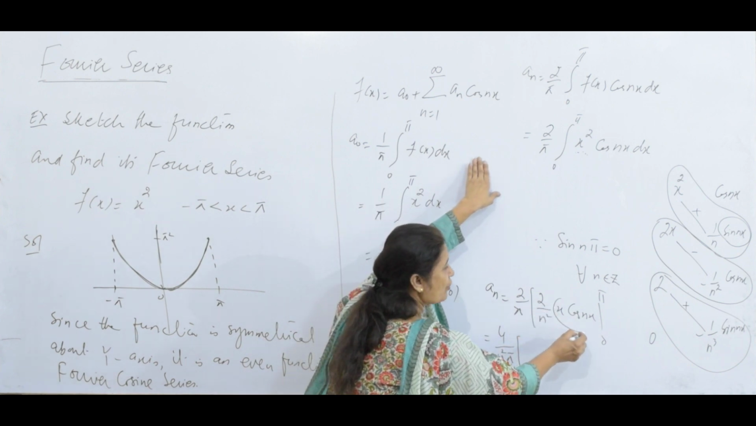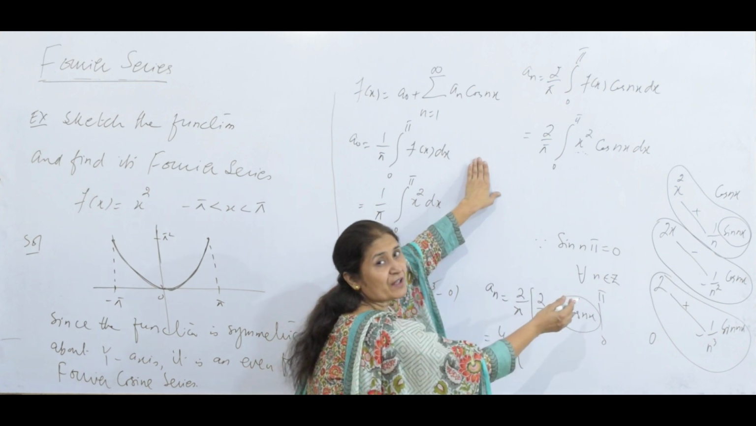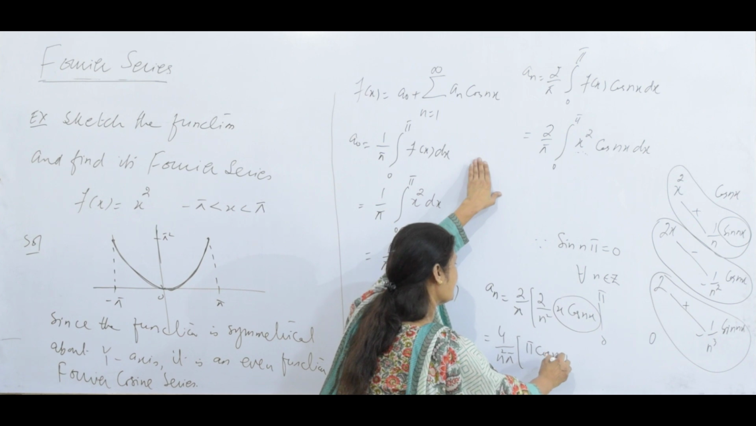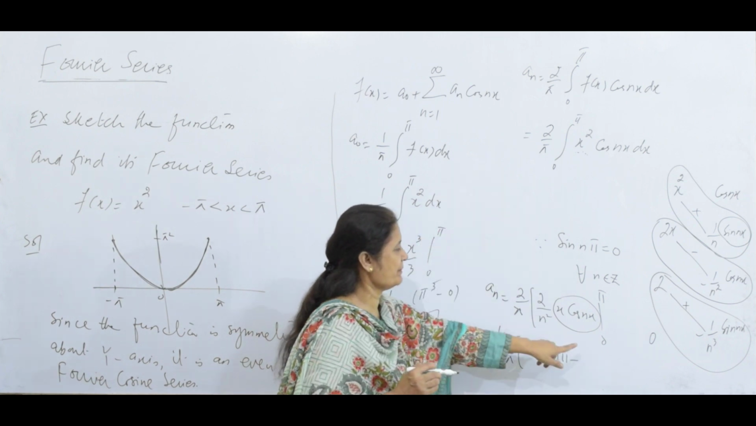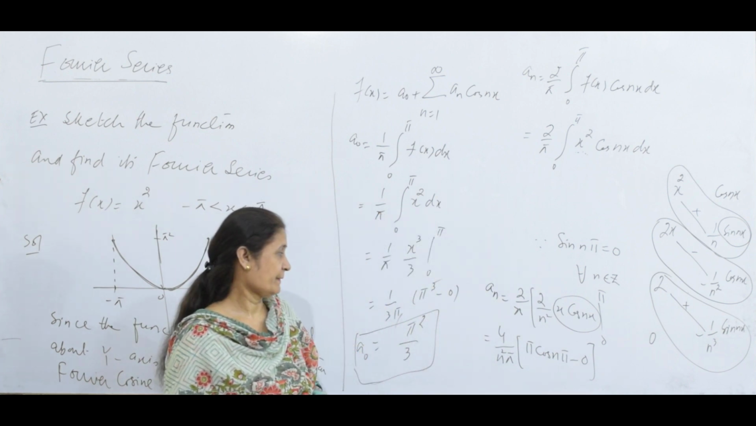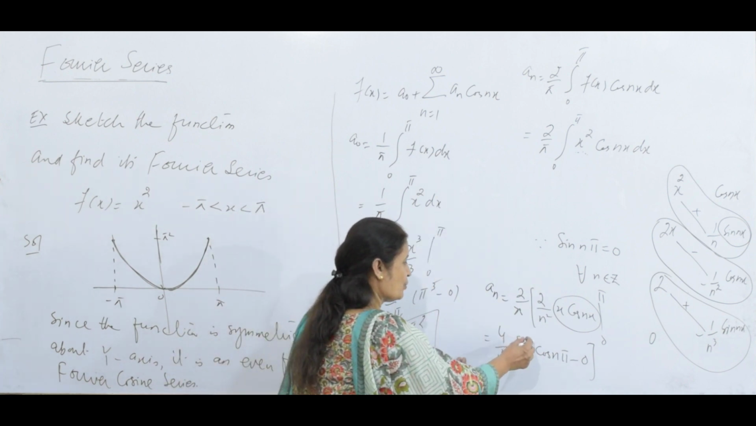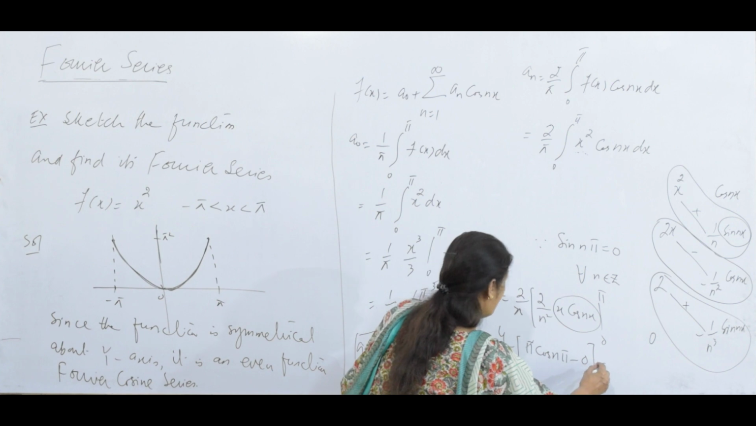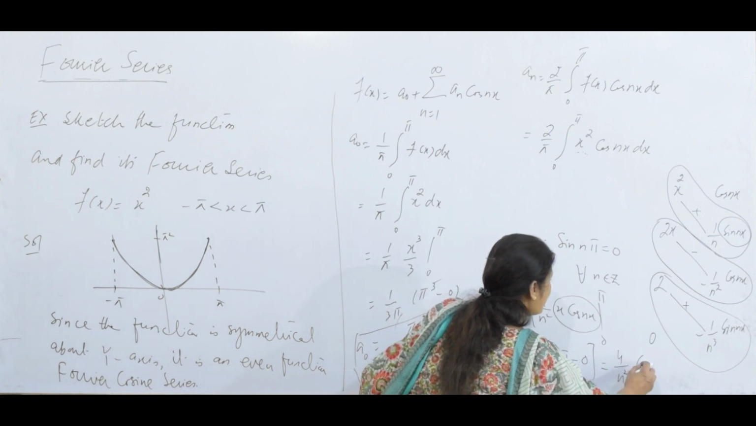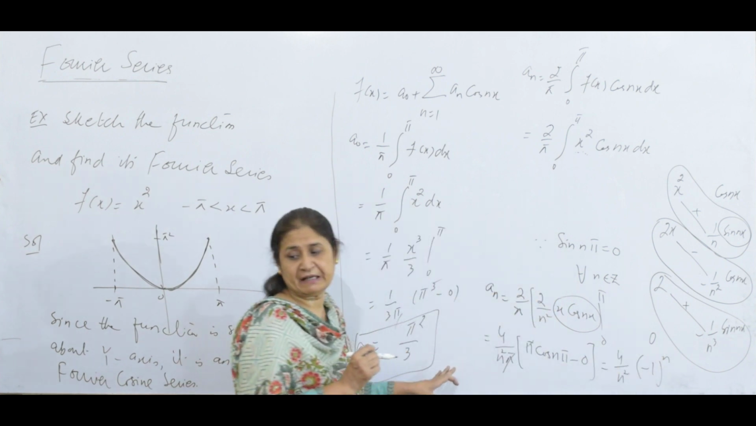Limits are on x. Let me have the upper limit pi, pi cos n pi, minus the lower limit, x is 0. It is going to be 0. This pi goes and we are left with 4 over n square, minus 1 raised to the power n.